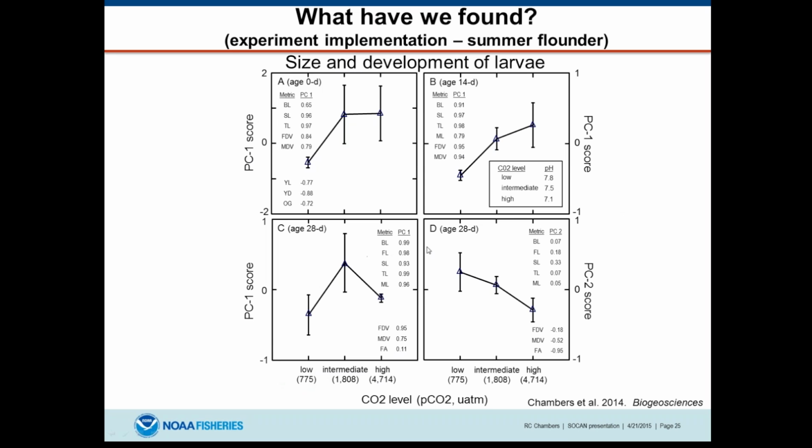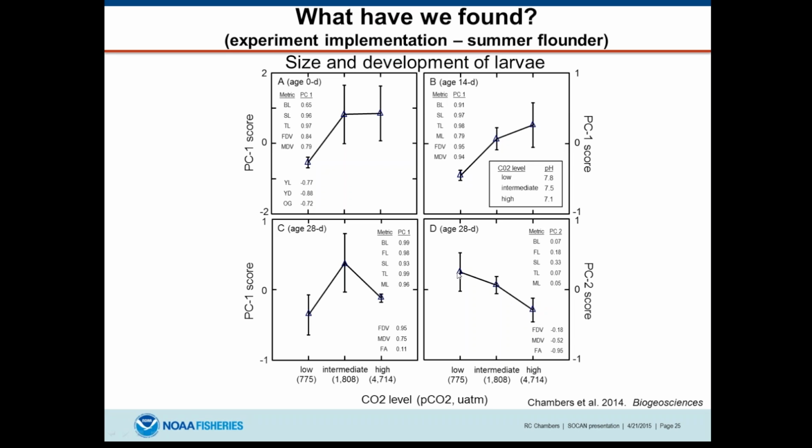Panel D here is also at 28 days post-hatch, but this is a PC2 score, so this is our developmental index. The way I scored these, it so happens that the animal that's most developed has the smallest PC2 value. So the high CO2 animals actually are most developmentally advanced, more so than the intermediate and the low CO2 levels.